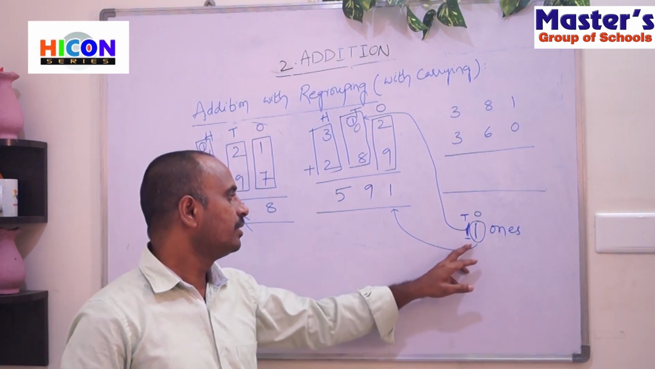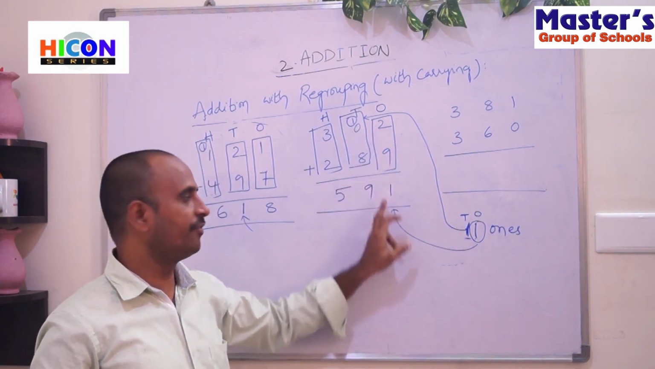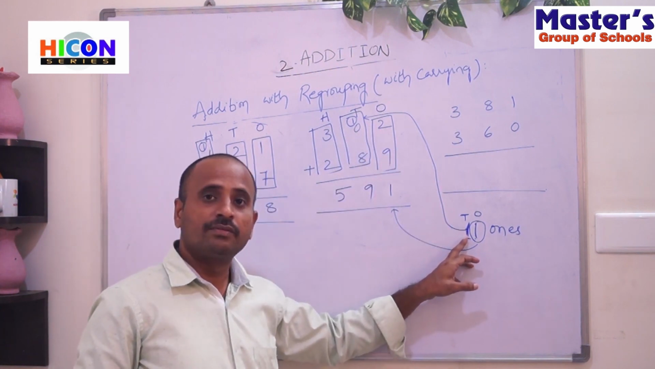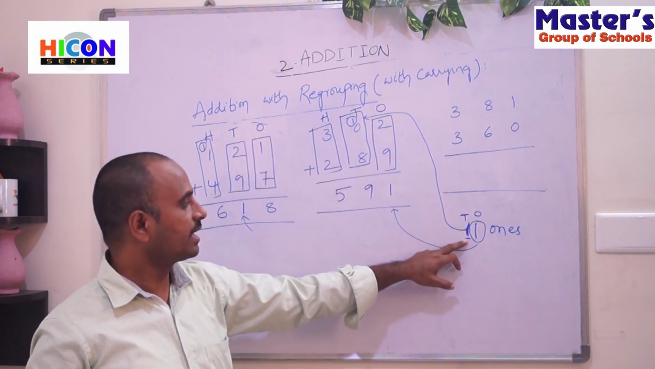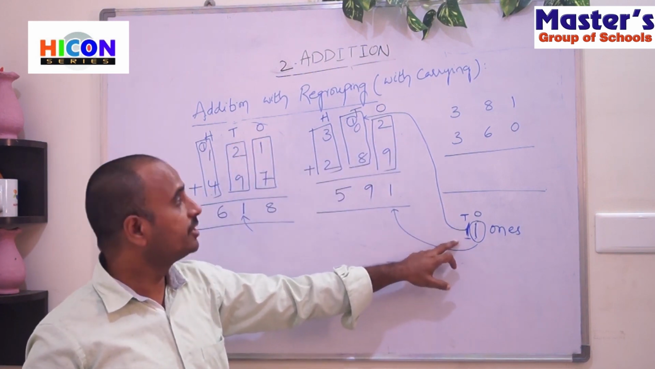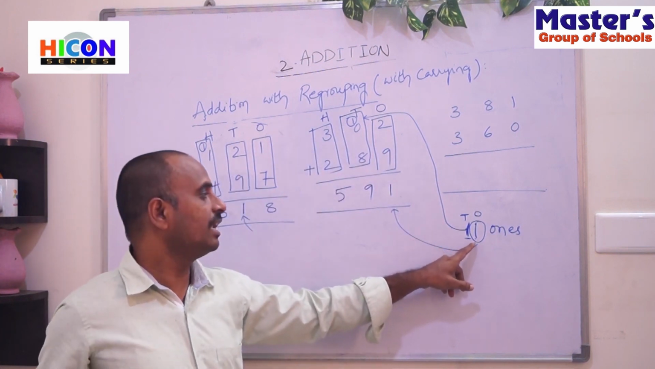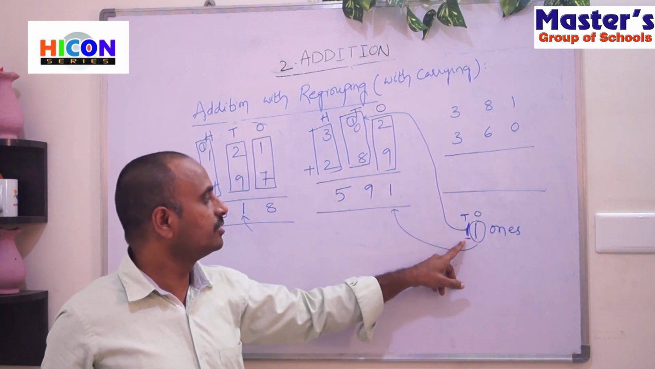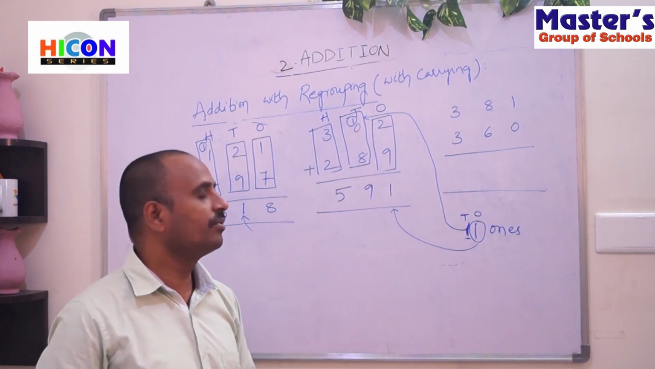If you add any 2 digits and you get a 2-digit number, then we have to carry the first digit to the next place. Here the first digit is 1. So carry that first digit to the next place. We got 11 in the ones place. In the 11, the 1 should be written under the ones place and the next 1 should be carried to the next place, that is the tens place. So this is the way of doing carrying.